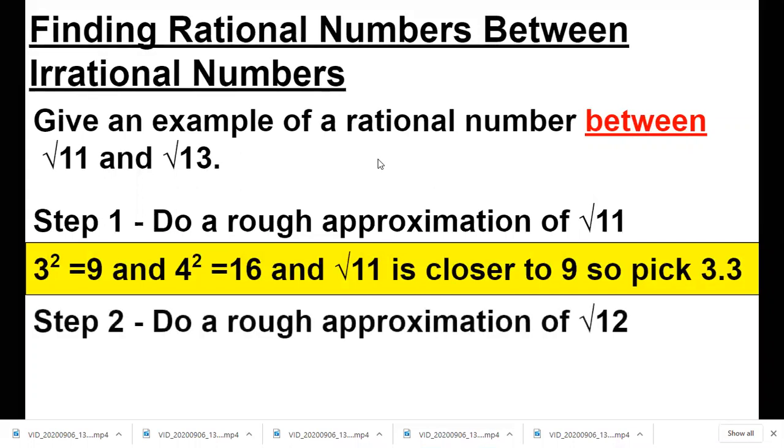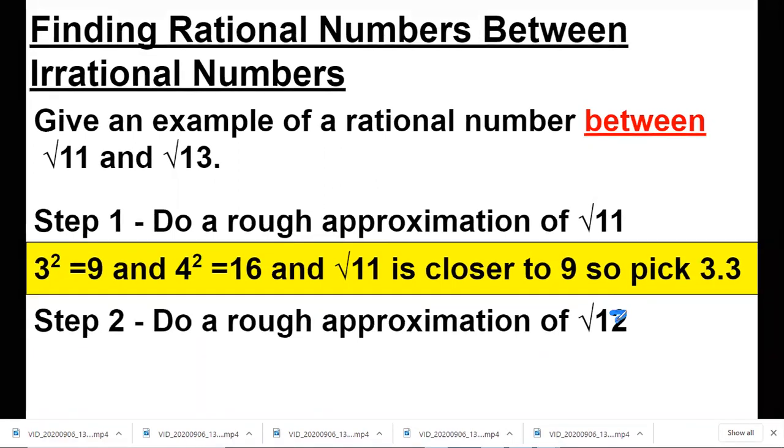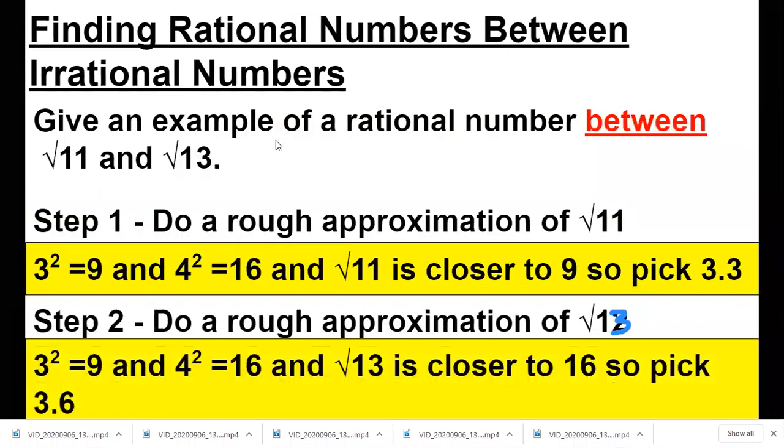Now we have to do a rough approximation of square root of 13. Let's see if I did that right. Put a 3 there and see what happens. So 3 squared is 9, and 4 squared is 16. So square root of 13 is closer to 16. So we're going to pick something a little above 3.5. So let's pick 3.6.